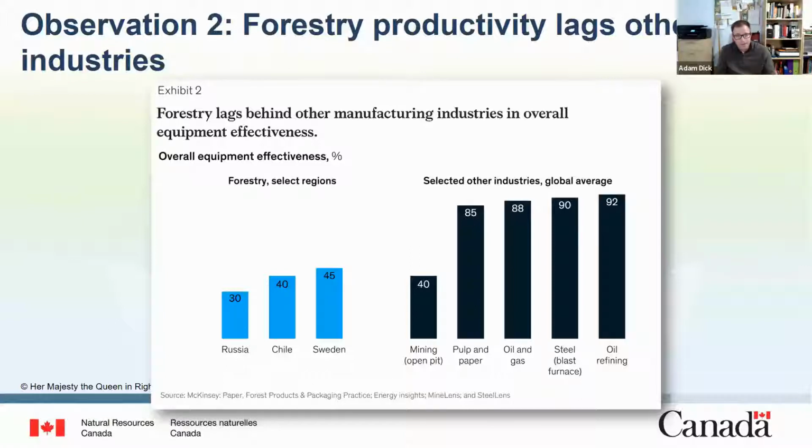Again, I'm curious to see, they're highlighting Russia, Chile, and Sweden. Are these numbers relevant in our context? They observe that in jurisdictions with higher labor costs, that effectiveness seems to increase. So, the more my labor costs, the more efficient I want to be with that labor.